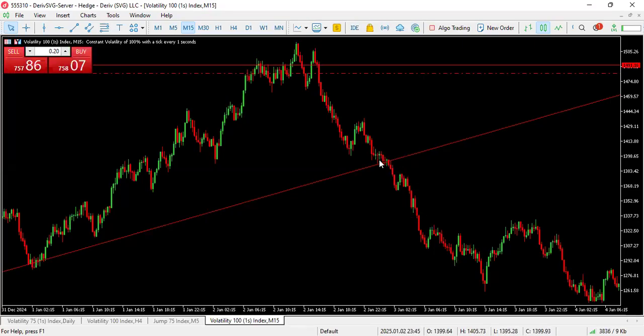But ideally the best time to take a trade is when price comes back to test your trend line. All right. The best time to take a trade is when price comes to touch your trend line here. That's when you can even draw your trend line like this to take a trade.